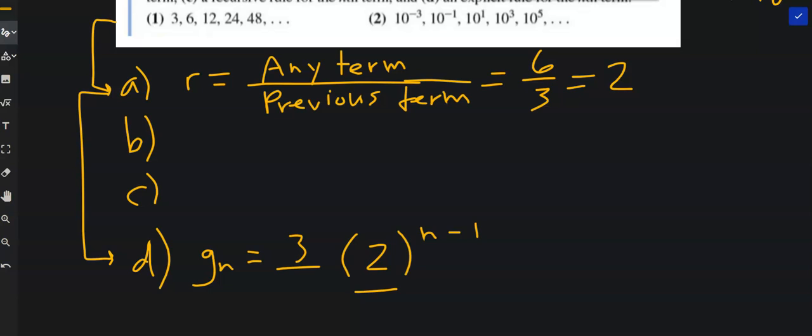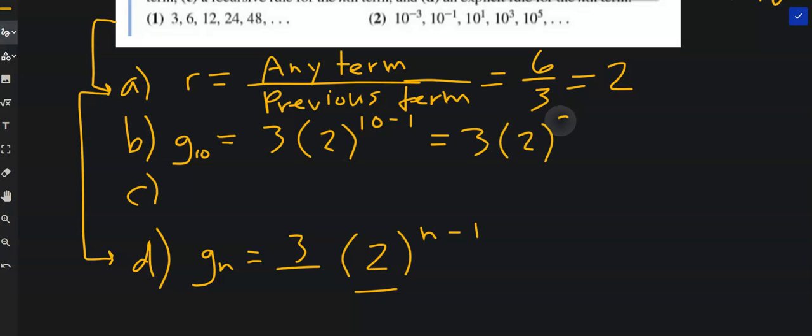Now part B asks for the 10th term. What do you think we're going to plug in? Of course we're going to plug in 10, right? 3 times 2 to the 10 minus 1 power, which happens to be 3 times 2 to the 9th, which should be really familiar to you because we just did 3 times 2 to the 9th, right? 2 to the 9th being 512.